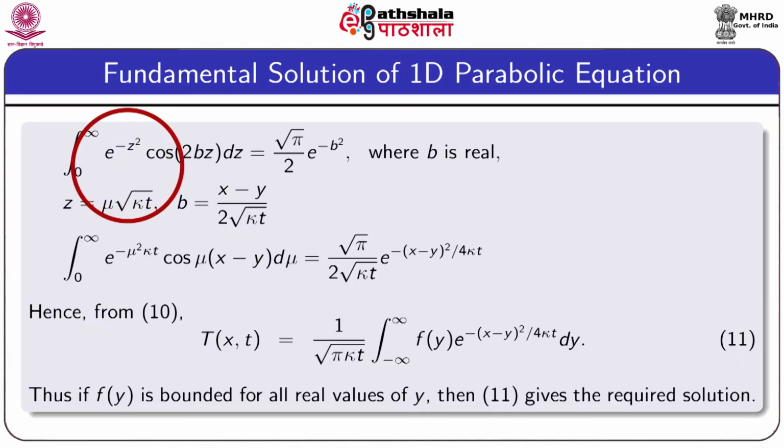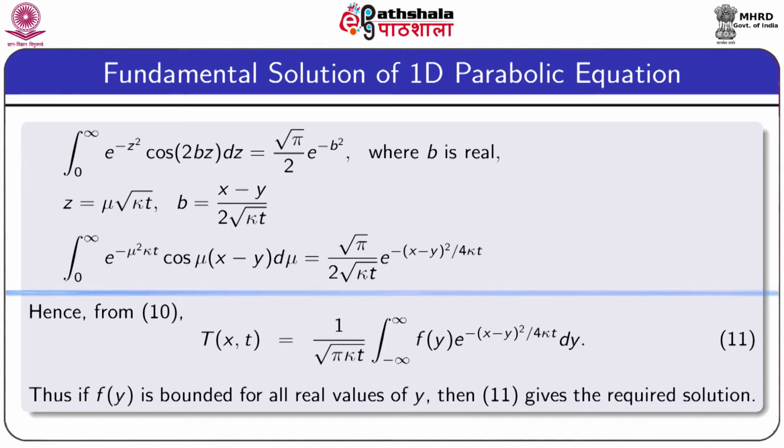We know the relation: the integral from 0 to infinity of e to the power minus z square cos 2bz dz equals root pi by 2 e to the power minus b square.